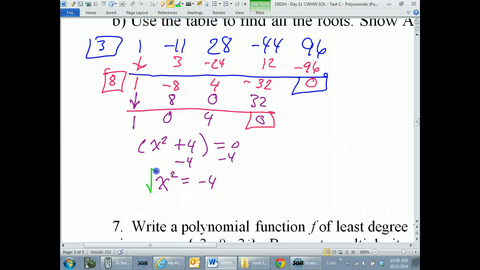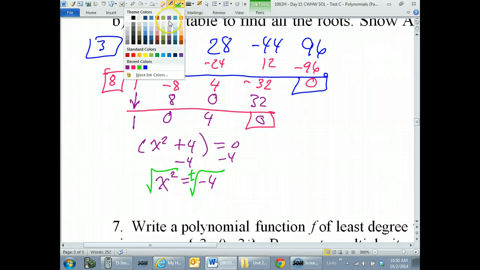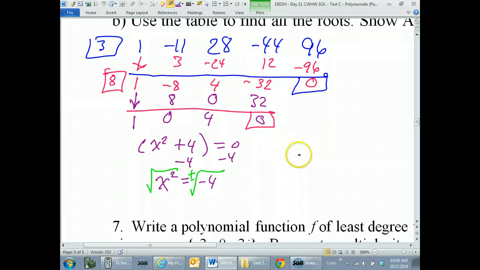Yeah, let's definitely take the square root of both sides. Don't forget your plus or minus. Yeah, I hear you saying because I have a negative under the radical, that's going to be imaginary. Square root of 4 is 2, so 2i, plus or minus, correct. Okay. So I have x equals plus or minus 2i.